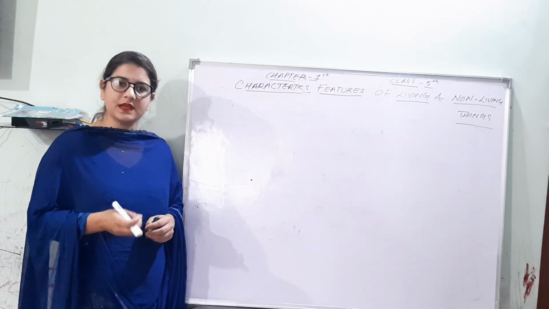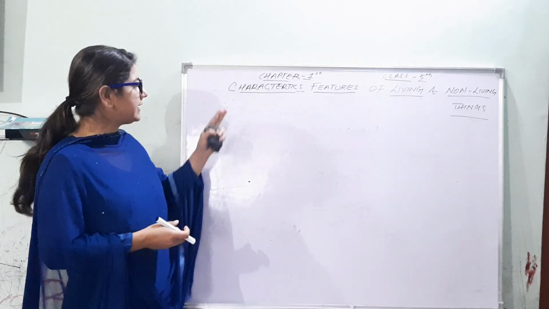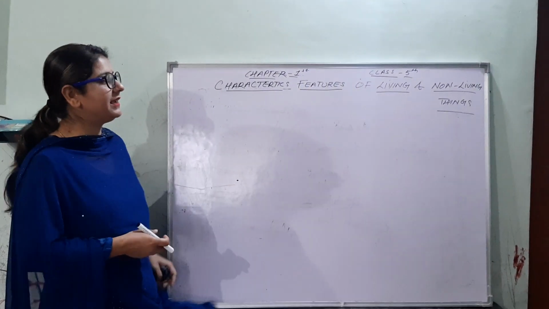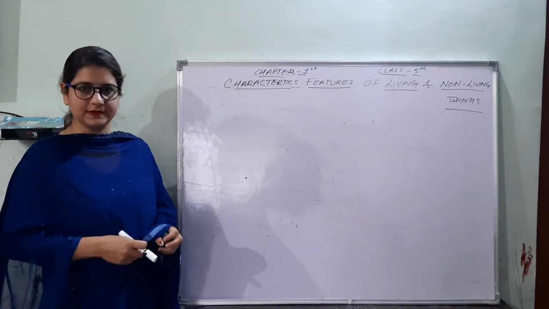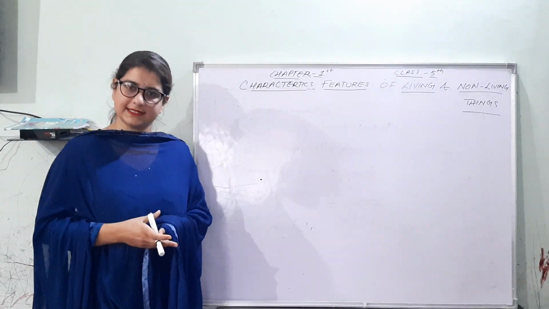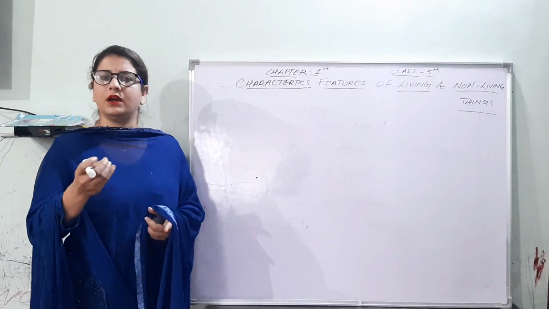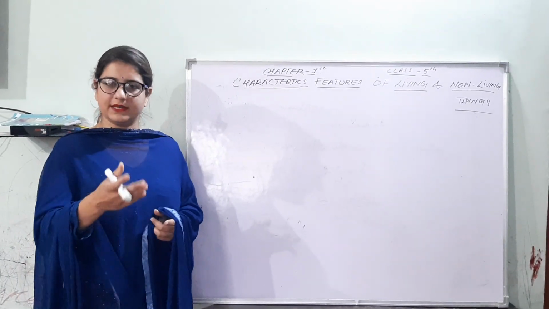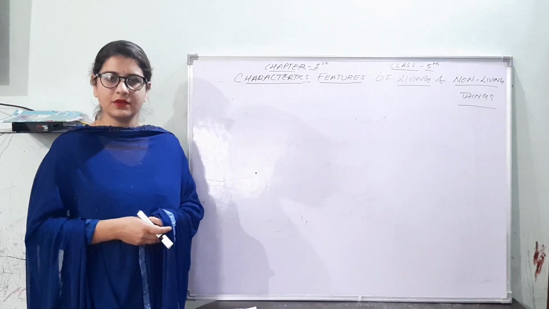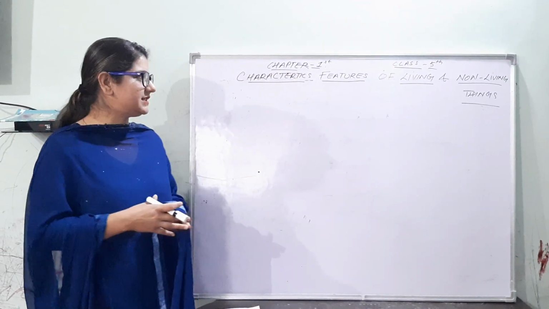Today we will discuss chapter 1 of class 5 science, that is, characteristic features of living and non-living things. Dear students, this is your first chapter of the subject science. Last week also we discussed some topics of this chapter in your assessment and in your video link. So let's recapitulate that previous topic of this chapter.